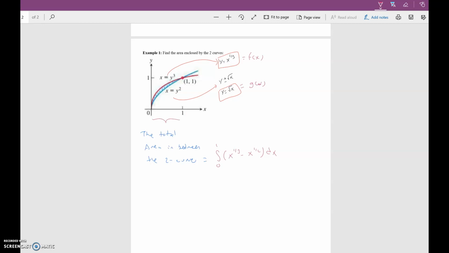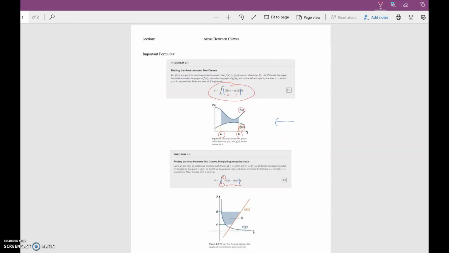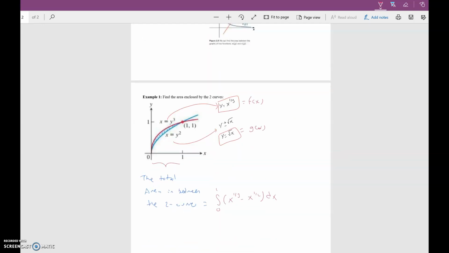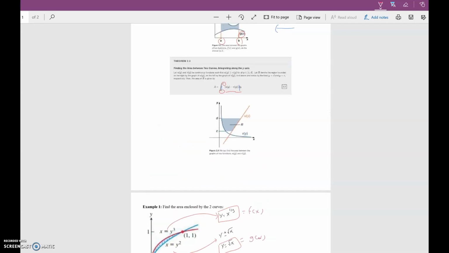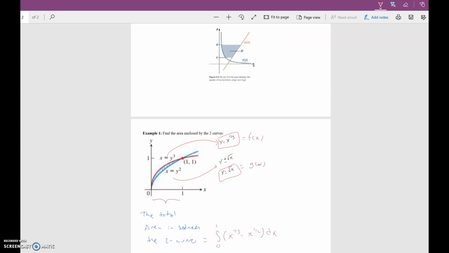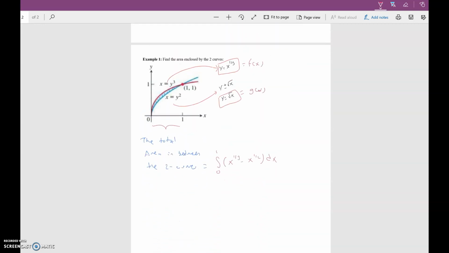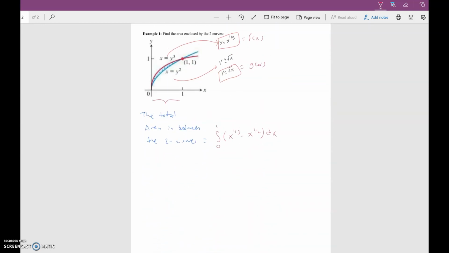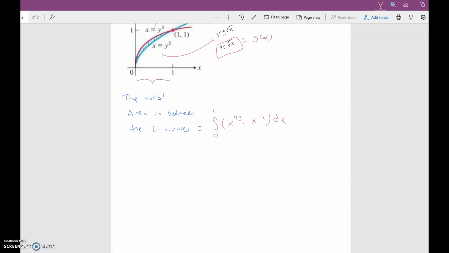Now notice that this is actually not needed. What I was just doing is writing them in terms of f's. You could have used formula 2.3, or theorem 2.3, but in that case, the integral would have been in terms of the y's. Okay, so let's take a look at the answer.